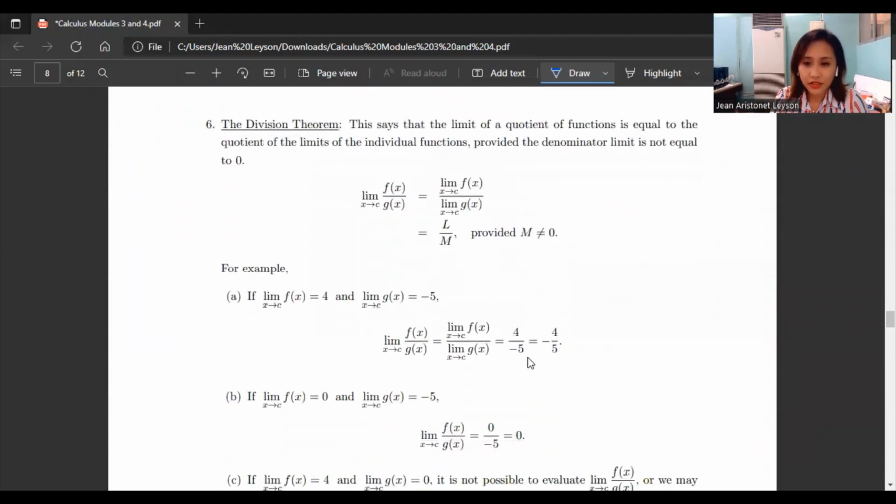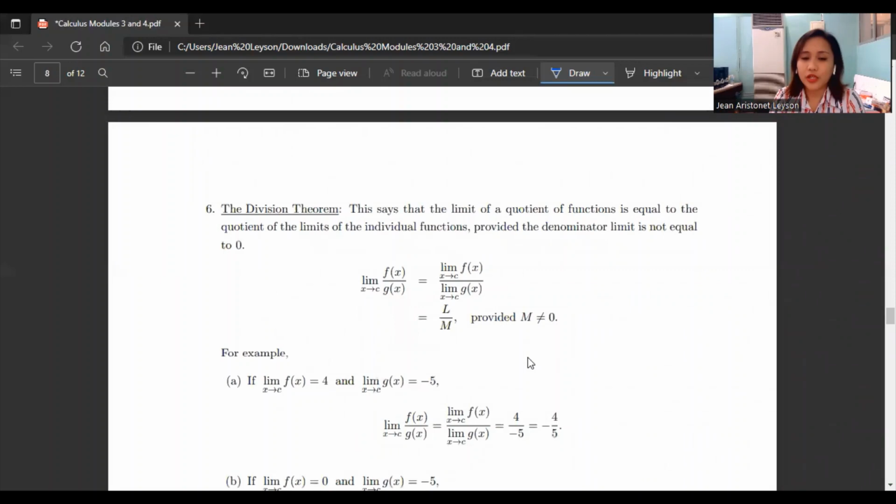Number 6, next theorem is the division theorem. So this says that the limit of a quotient of functions is equal to the quotient of the limits of the individual functions, provided that the denominator limit is not equal to 0, because that will be undefined. So the limit of f of x divided by g of x as x approaches c is the quotient of their individual limits. So that's L over M, again provided that M is not equal to 0.